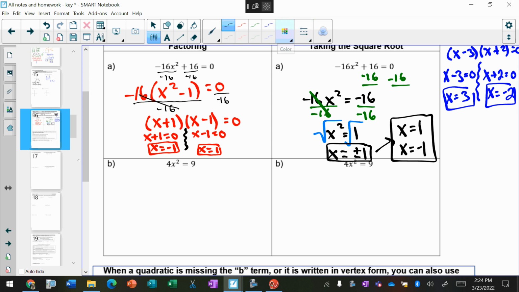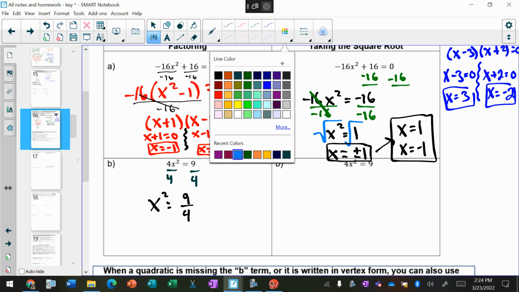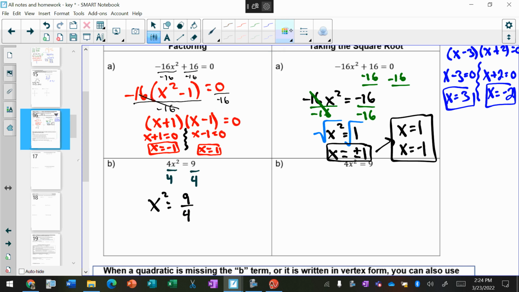It has to be a single number on both sides of the equation. Okay, so letter B here. We need to get the x squared by itself. So our first step is going to be divide away the 4. It doesn't matter that it's a fraction. Once the x squared is alone, the other side is just a number. Then we can square root both sides of our equation.